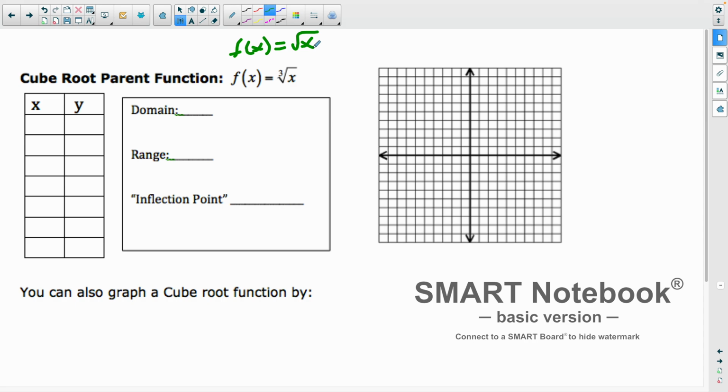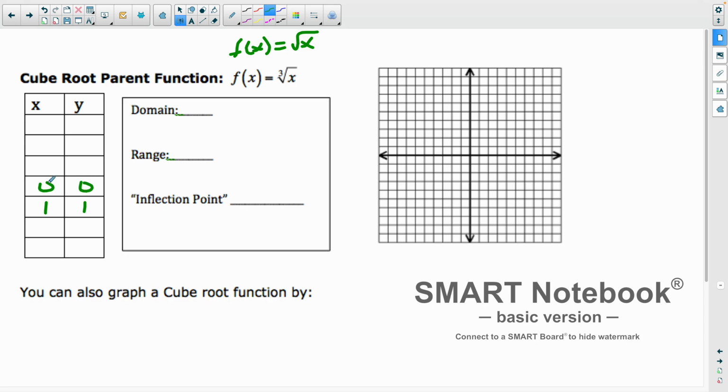All right? And so if I was going to do that, I'm going to go build a table over here to help me a little bit. All right? So what would be an easy x value that I could put in there that I know the cube root of? 1. Okay? If I put 1 in there, the cube root of 1 is 1. Because 1 times 1 times 1 is 1. What else is another pretty easy one? 0. I agree. The cube root of 0. 0 times 0 times 0 is 0.